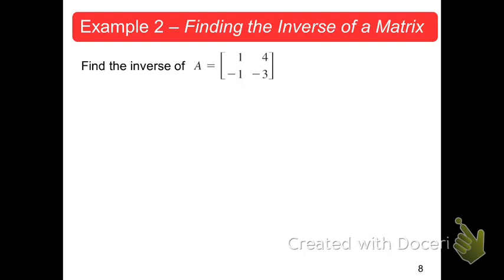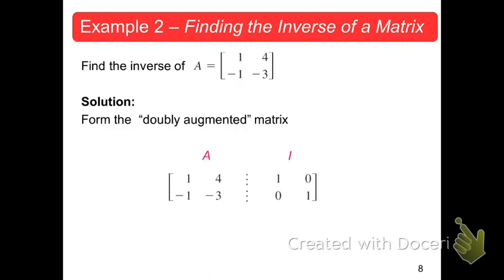Now we're going to look at this example using the rules that we used on the last slide. We want to find the inverse of this matrix A. So our first step is to form what we call a doubly augmented matrix. So we write A here, and then we augment it with, in this case, I2, because we have a 2 by 2 matrix.